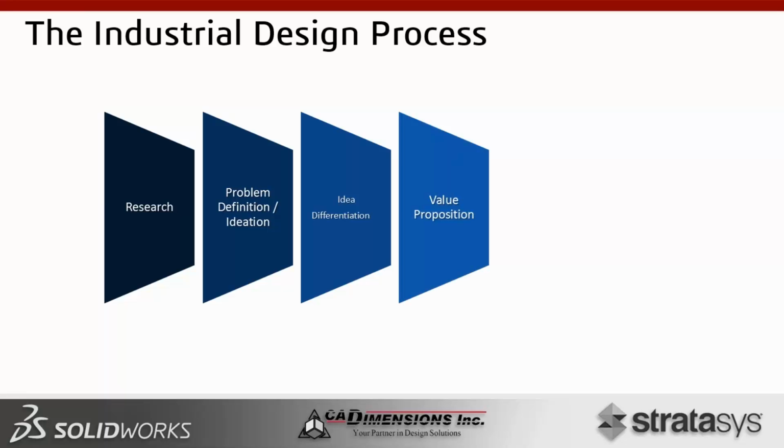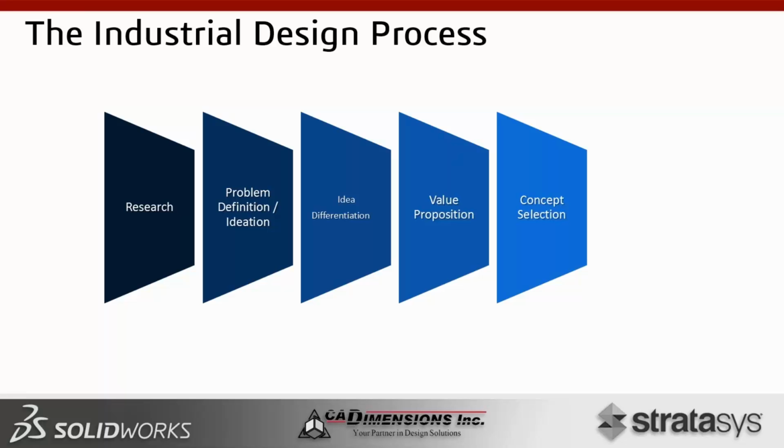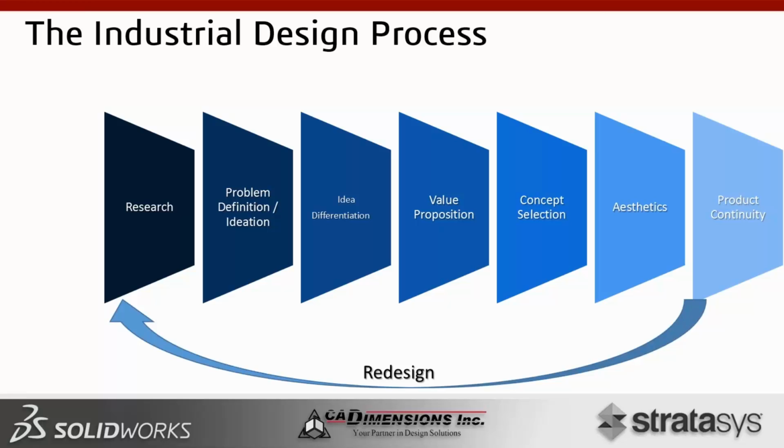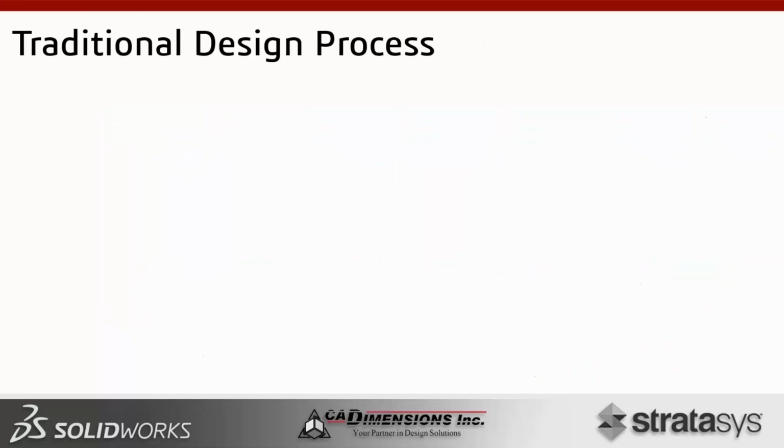Now, what's my value proposition? Am I selling this to high-end stores? Is this for small apartments? What type of product do I want to sell? Then we select our concept, we make it aesthetically pleasing, and we make sure it meets up with any other product lines that we might have. Now, if I need to change or redesign, I start at the beginning and go all the way through again.